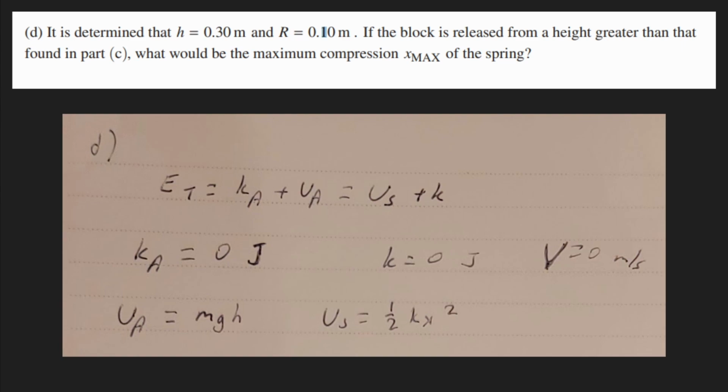Now we're going to use our mechanical energy equation once more. Total mechanical energy is equal to K_A plus potential energy at A, but that's going to be equal to the potential energy in the spring at the end plus the kinetic energy. At the end, velocity is 0 meters per second, so our kinetic energy at that point is 0 joules. We already said kinetic energy at point A is 0 joules. So potential energy at point A is equal to potential energy in the spring. Potential energy is mgh, and potential energy in the spring is 1/2 kx squared.